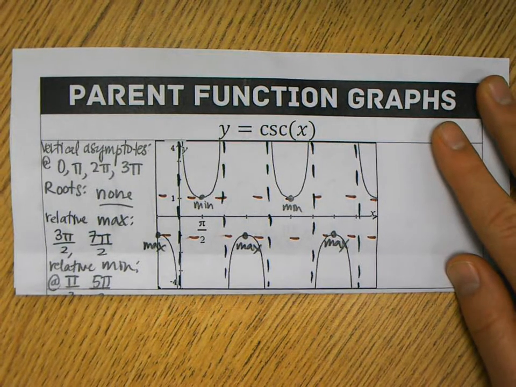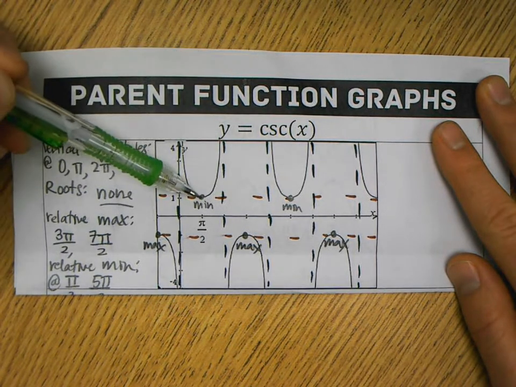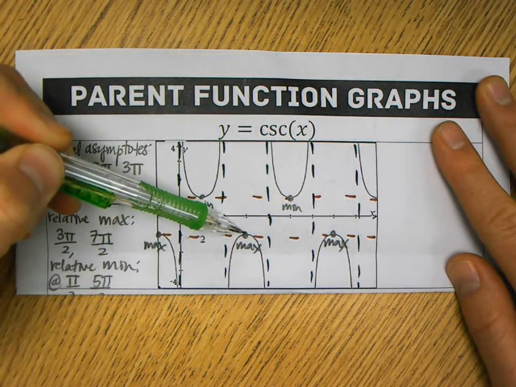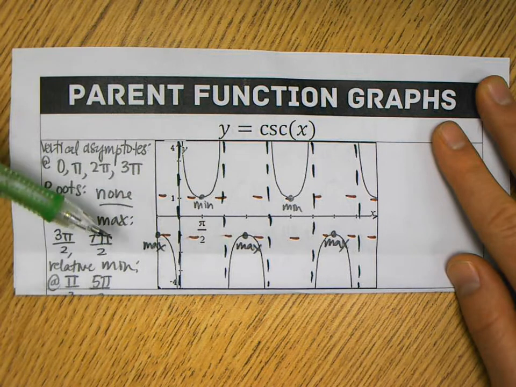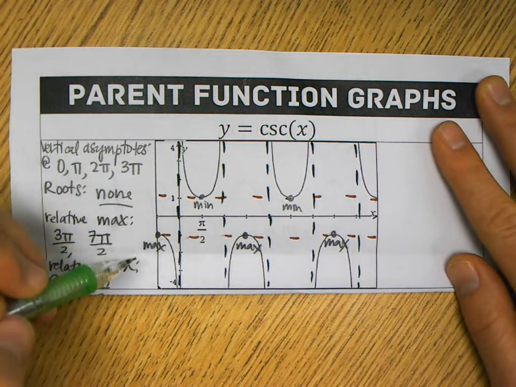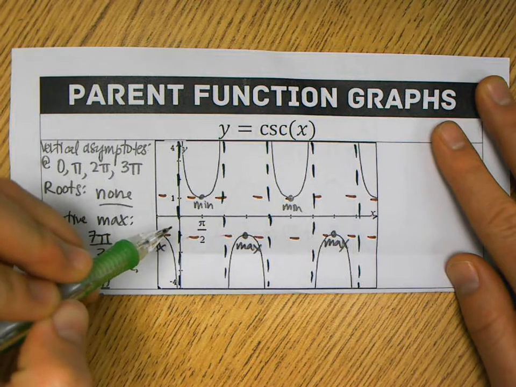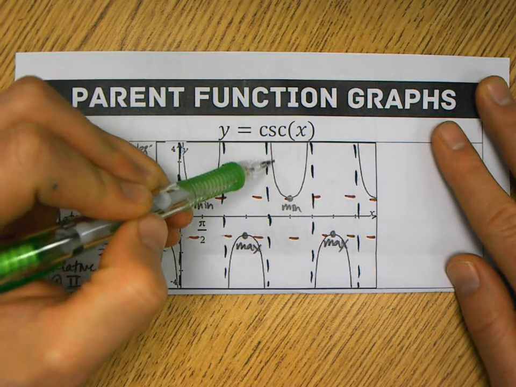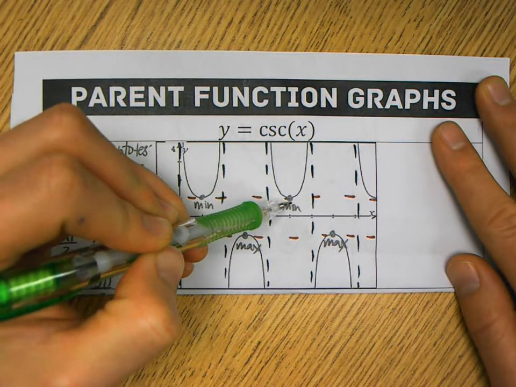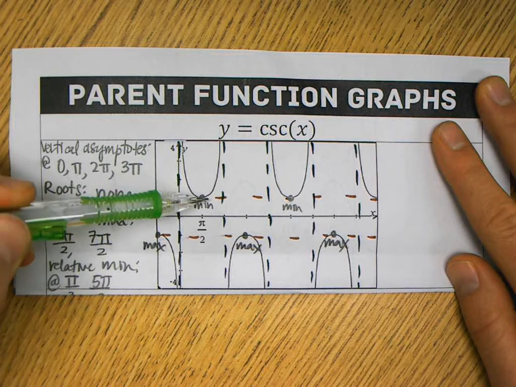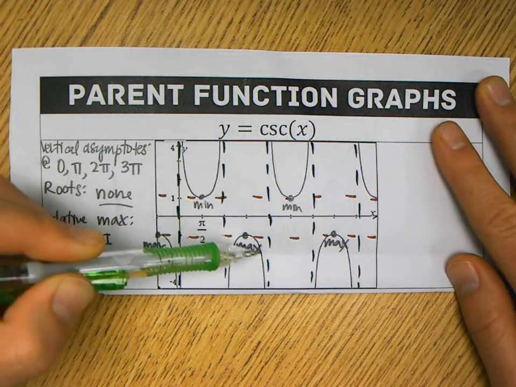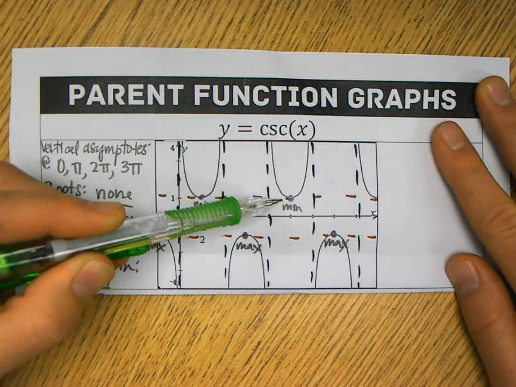These functions increase from pi over 2 until 3 pi over 2 would be increasing. It would be decreasing on intervals like 3 pi over 2 to 5 pi over 2. So increasing on this portion of the graph, decreasing on these portions of the graph.